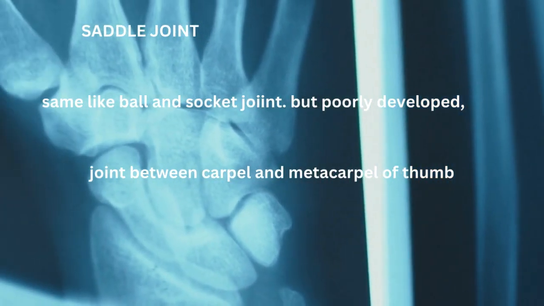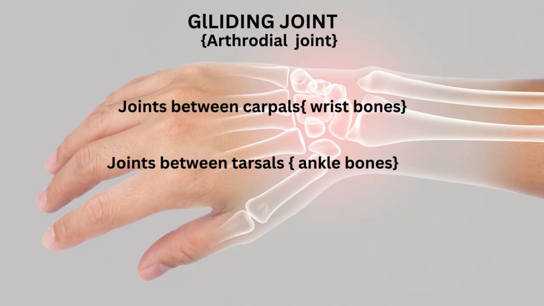Let's see the gliding joint. The name itself says that one bone slides over the other. This is also called the arthrodial joint. In this type of joint, the articulating bones slide upon one another. Hence it is called the gliding joint, and the wrist bones and the ankle bones come under this gliding joint. So till now we have completed the perfectly mobile joints.